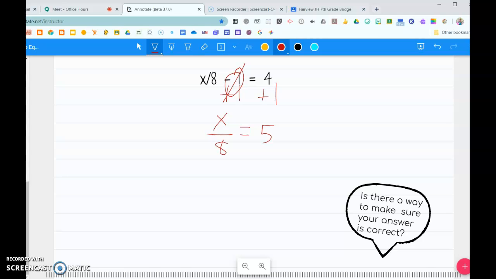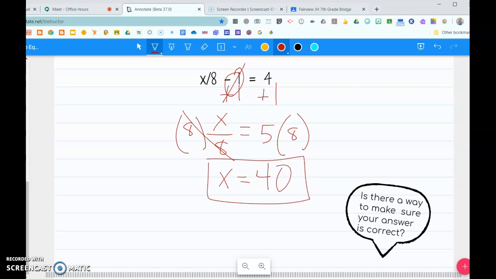Okay, if x is being divided by 8, the inverse operation is to multiply by 8. When I do that, I have to do it to both sides. 8 times x is 8x divided by 8 is 1x. So the 8's actually cancel each other out. So then I have x equals 40.